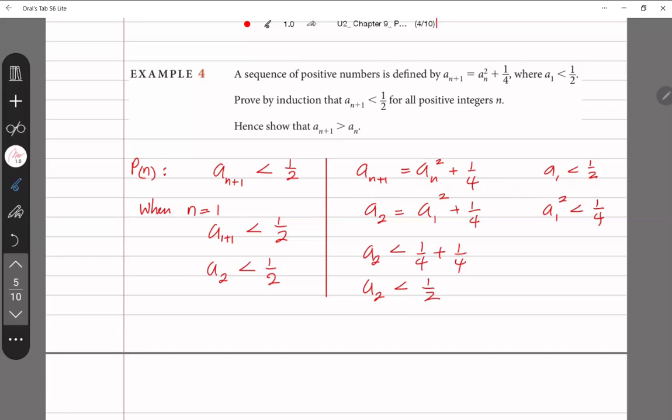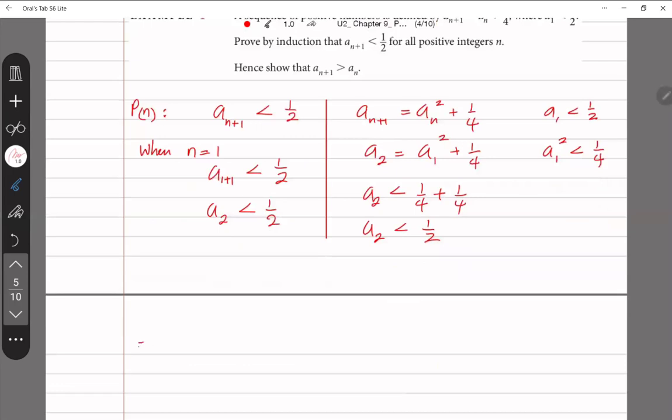So when I work it out using the formula given to me, which is a n plus 1 is less than a half, and I work it out using the defining statement for the sequence, along with the fact that a1 is less than a half, I also got that a2 is less than a half. So therefore now I can say Pn is true for n is equal to 1.